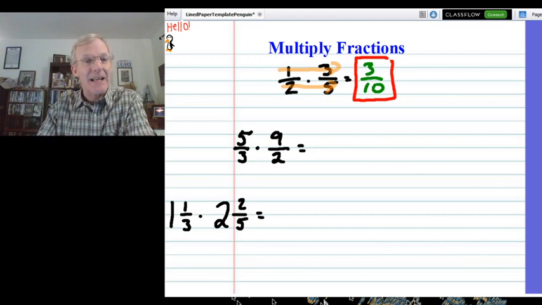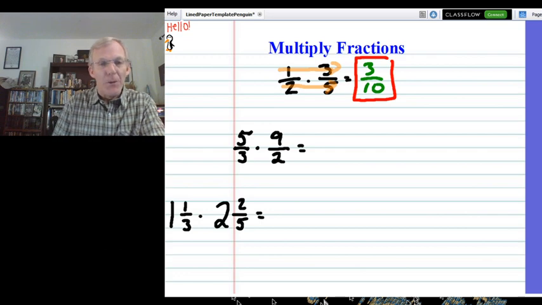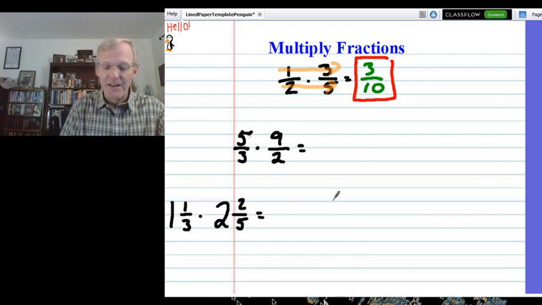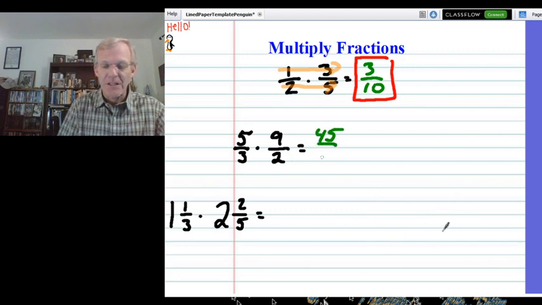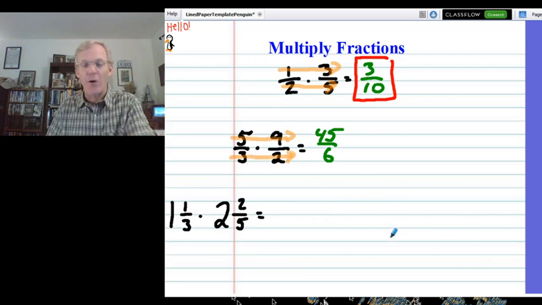Now, I've given us a second example, 5/3 times 9/2. And I want to show you that if we multiply straight across, which we can totally do, and we should, what we're going to get is 5 times 9 is 45, and 3 times 2 is 6. So notice we just multiplied straight across again. We got 45 over 6.